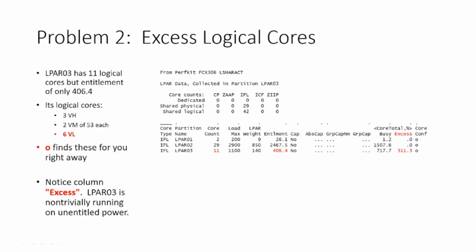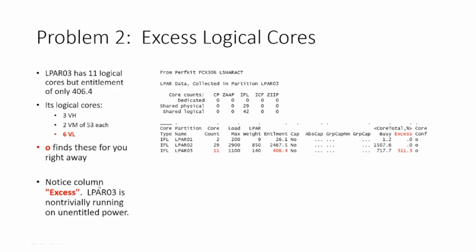In other words, actually more than half of the logical cores in this LPAR have no entitlement. So out here on the right-hand side again, this column from PerfKit helps to call out or show you where there are partitions that are over-configured. That's what the O means. If you see an O out there, it means that there are more logical cores than the entitlement can power. The partition is over-configured to some extent.